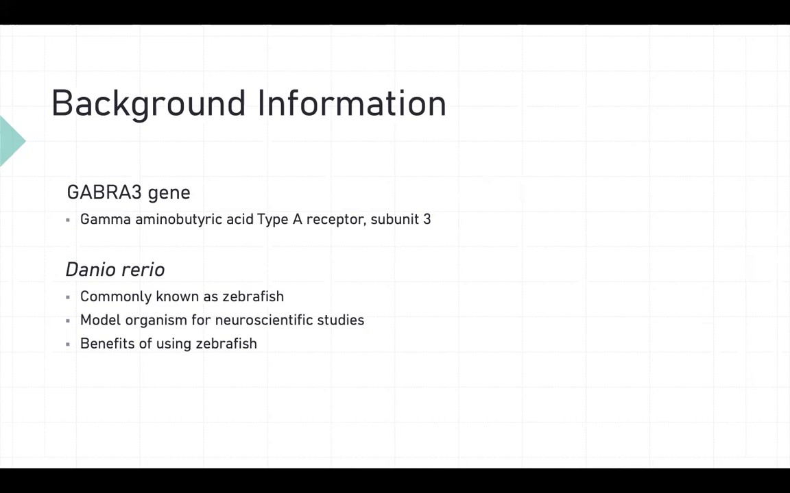It wasn't until the mid to late 2000s that researchers started investigating the intersection between the GABA3 receptors and the central nervous system. The most up-to-date research suggests that rare missense GABA3 variants increase the subject's susceptibility to epileptic seizure disorders. Next, I want to talk about Danio.